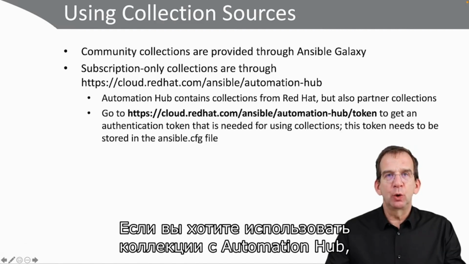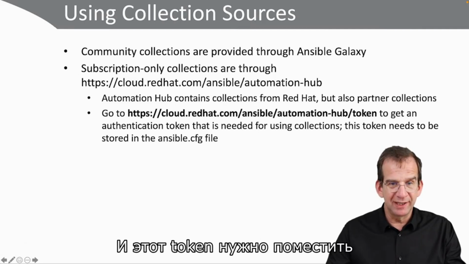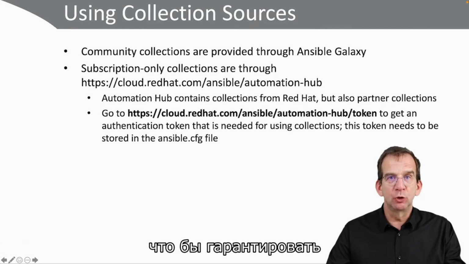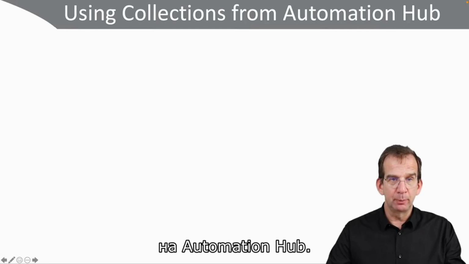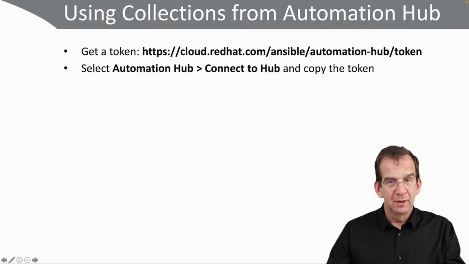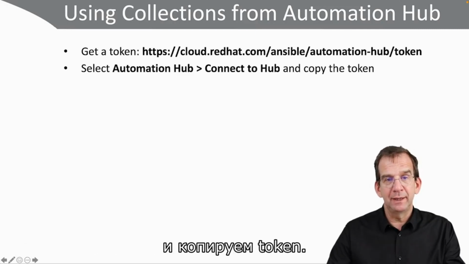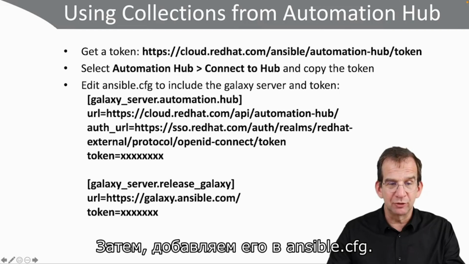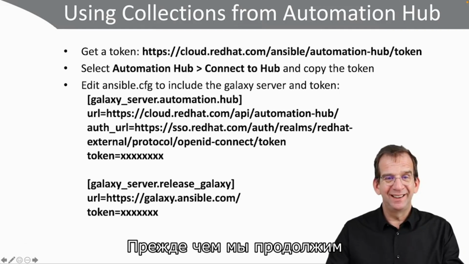Now, if you want to use collections from Automation Hub, you need to go there and you need an authentication token. And this token needs to be stored in the ansible.cfg file to ensure that you have smooth access to the collections on Automation Hub. So how does that work? Well, first you need to ensure that you have a token. You can do that from Automation Hub, connect to Hub, and you copy the token and you include it in your ansible.cfg file. Before we are moving on, let me just show you.